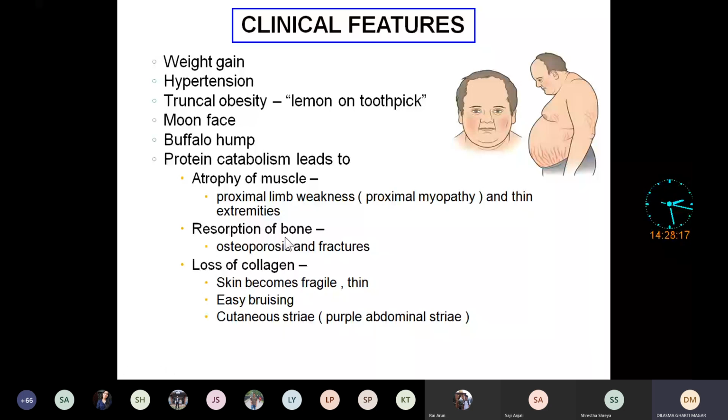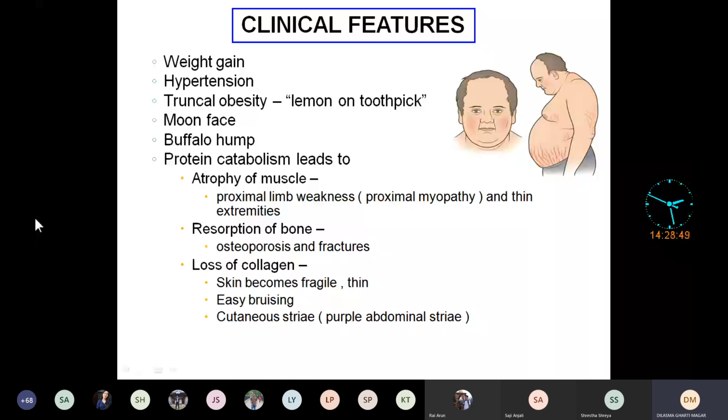And also, is my voice clear? Yes, ma'am. Okay. Because of the loss of collagen, the skin becomes fragile and thin. Whenever the skin is fragile, there will be easy bruising. Bruising means some scratches, or whenever somebody hits, there will be reddish patches. That is known as easy bruising.